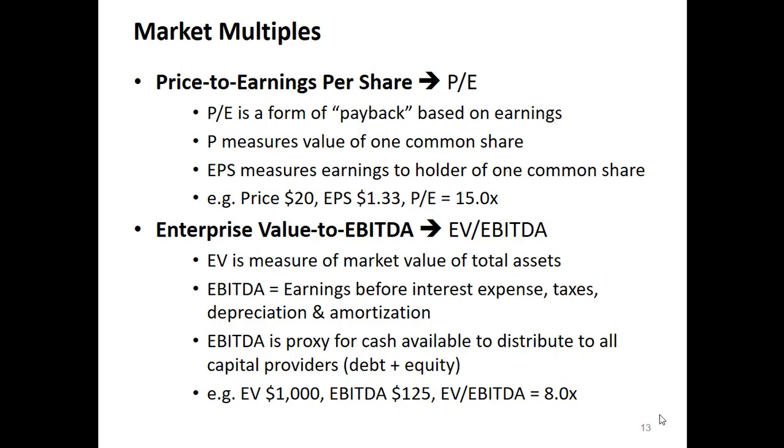A typical range for an EV to EBITDA multiple is 5 to 10 times. Firms that have higher than that tend to be high growth or very profitable firms, such as technology, and firms that are lower than that tend to be very slow growth and mature firms with low margins.